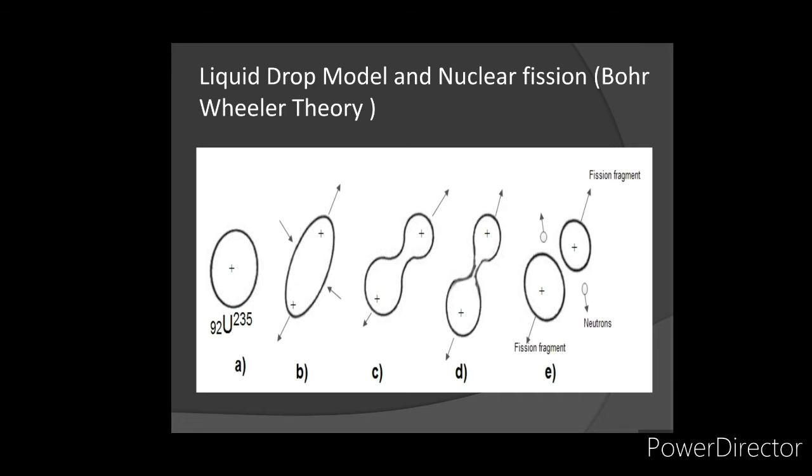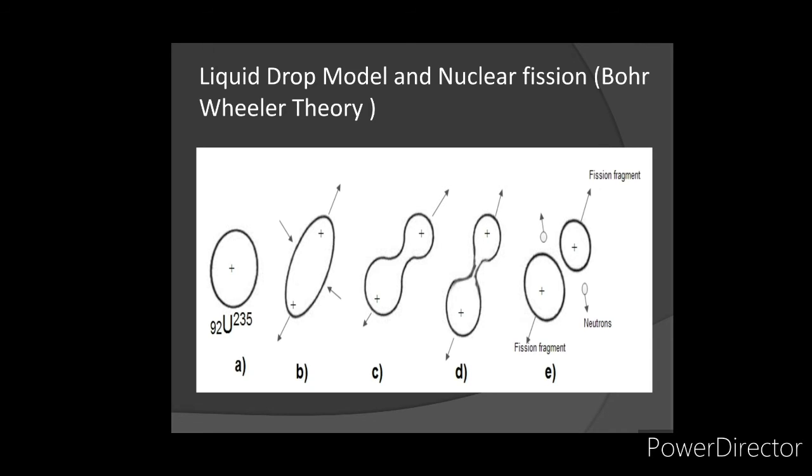If the external force is sufficiently large, then this ellipsoid may change into a dumbbell shape, and if the strength of the external force is very large, then it may even break at the narrow end, at the neck of the dumbbell.